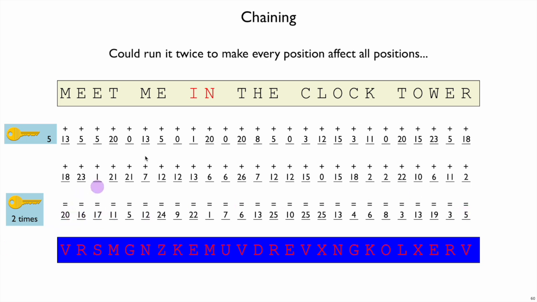And that causes a change anywhere in the plain text to affect the whole ciphertext. And even better, the number of times that we do this is not easily inferred just by looking at the output ciphertext. So the number of times that we perform this chaining pass, we could use that as another key. In this case, the key is doing it twice.